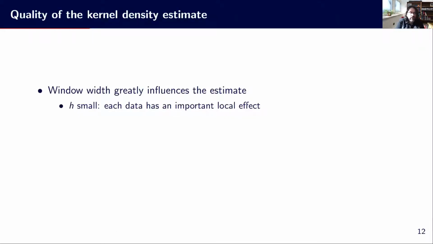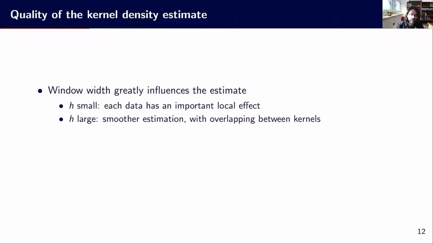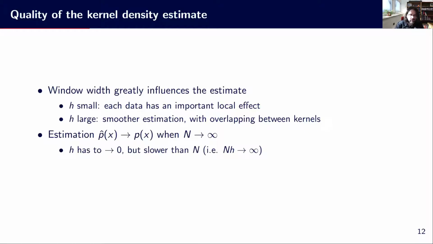So the width of the window greatly influences the estimate. With a small h, each data point has an important local effect, while with a large h, we have a much smoother estimation, a lot of overlaps between the kernels, but possibly not that accurate. I mean, we are losing a lot of precision locally.